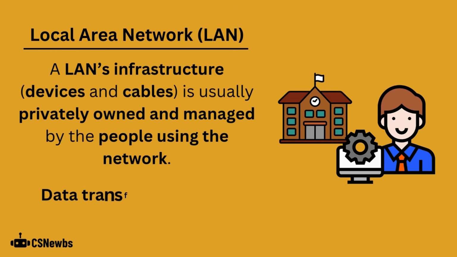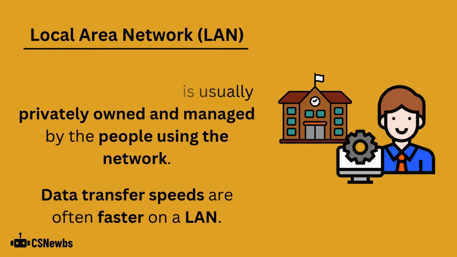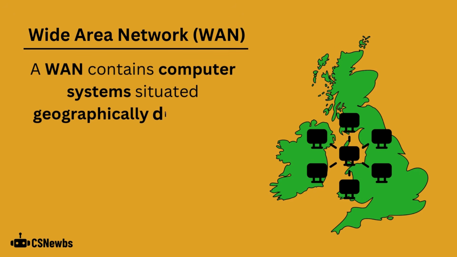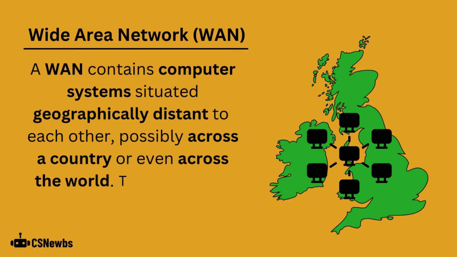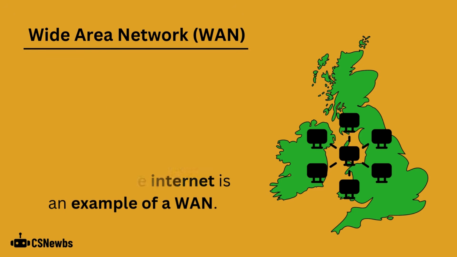Data transfer speeds are often faster on a LAN as there is a smaller distance for the data to travel. A wide area network contains computer systems situated geographically distant to each other, possibly across a country or even the entire world. The Internet is an example of a wide area network.